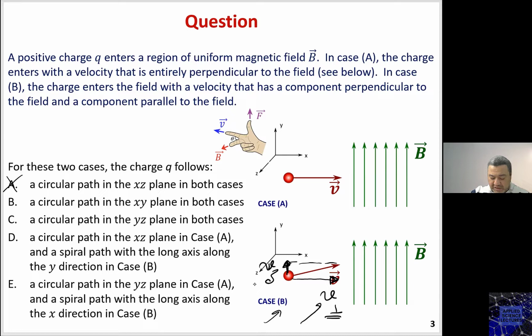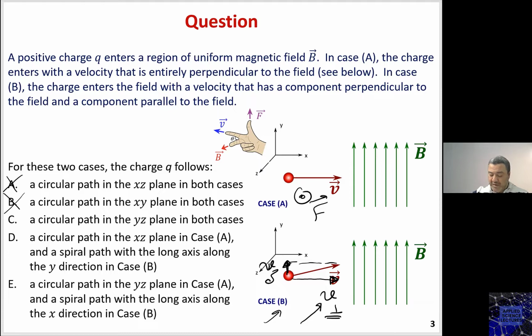B, a circular path in the xy plane, which is wrong. Why? Because if you apply the right hand rule for case A, for example, you can see where V is the direction of the index finger, and B pointing up is the direction of the middle finger. Then the force F would be pointing out of the page. So here the force F is in this direction, which means that the charge is going to make a circular motion such that it is in the xz plane. Same thing is going to happen to the perpendicular component.